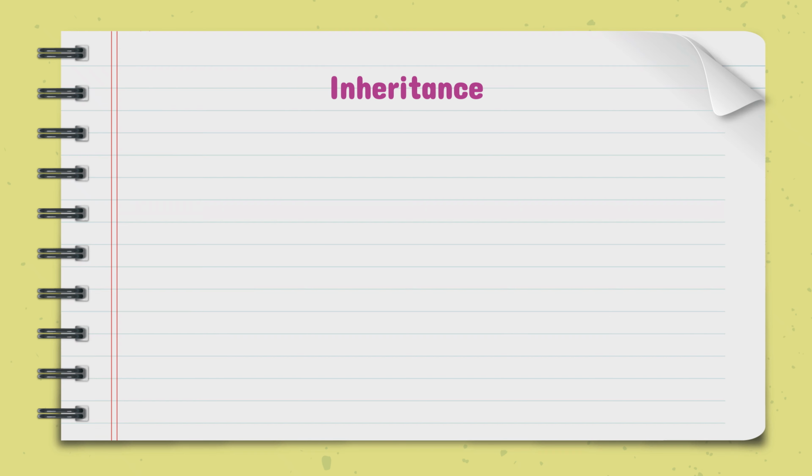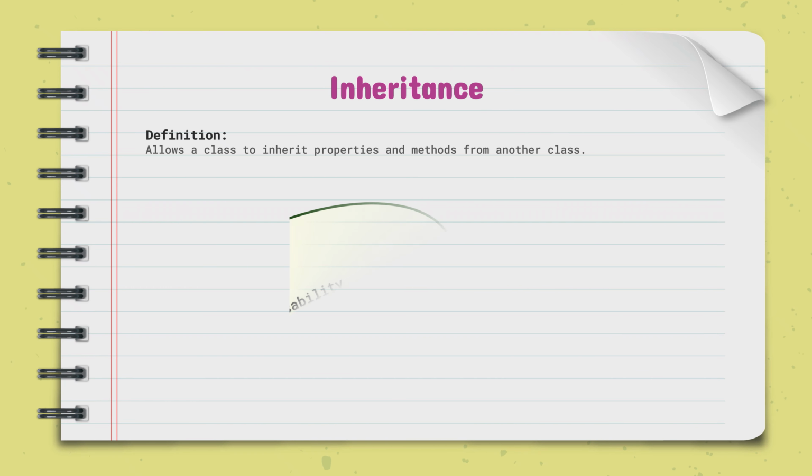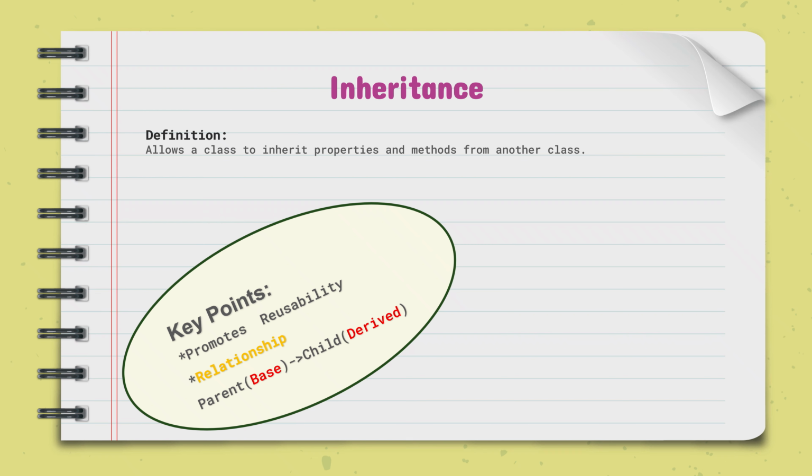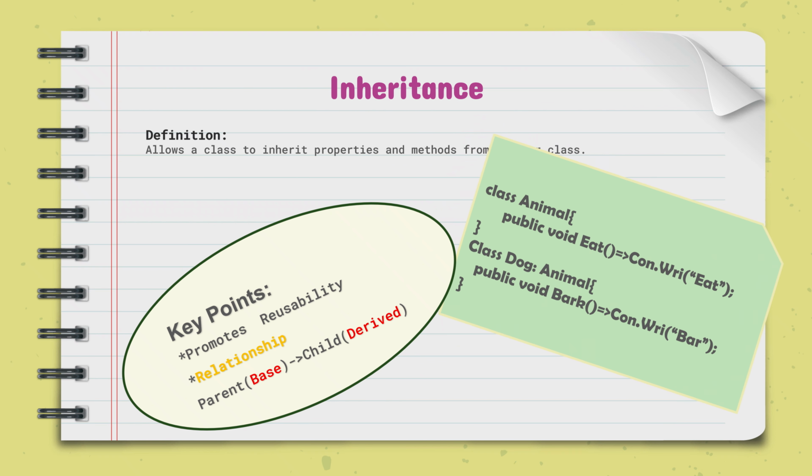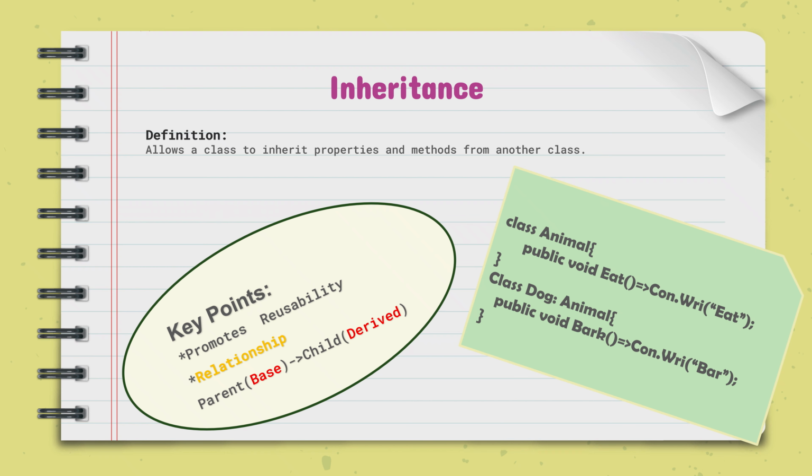Now, coming to inheritance. Inheritance allows one class to inherit properties and behavior from another. This promotes reusability. The types of inheritance are single, multi-level, hierarchical, and multiple. We can achieve multiple inheritance by using interfaces.